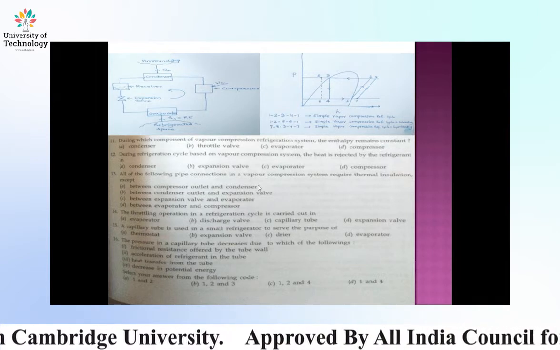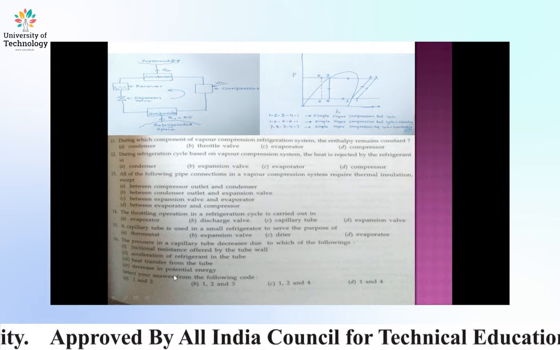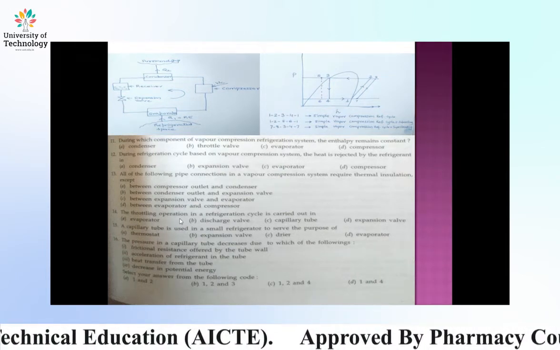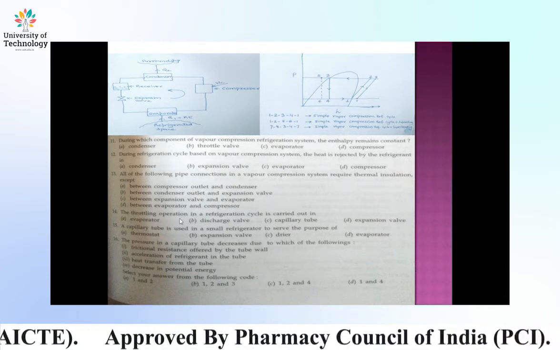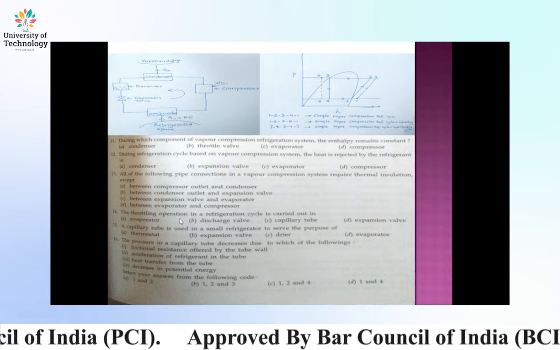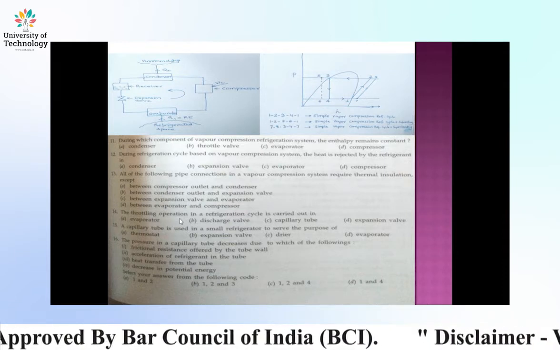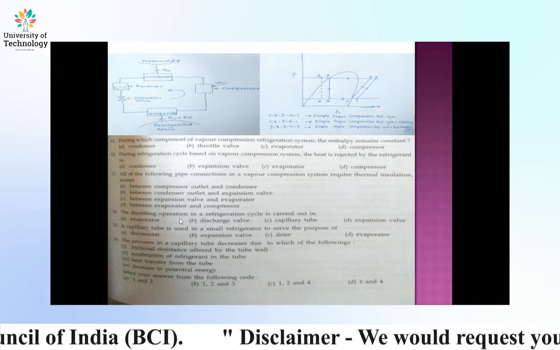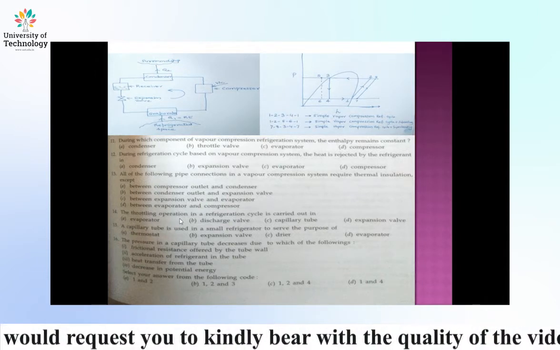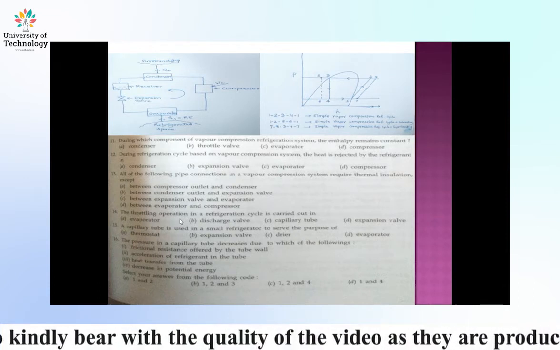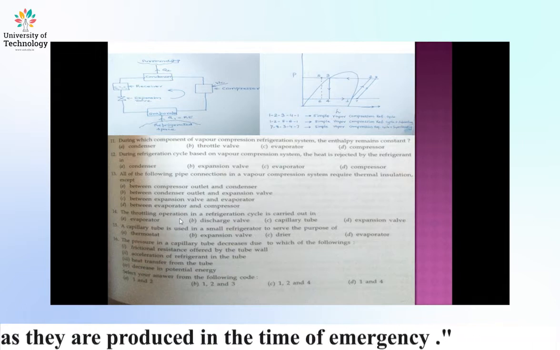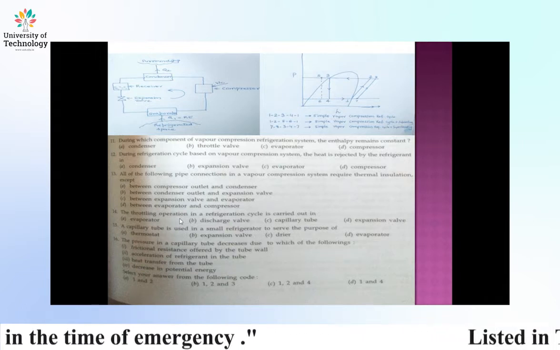Question number 14. The throttling operation in refrigerant cycle is carried out in: Evaporator, there is no throttling. Discharge valve, delivery valve of compressor, there is a little bit of throttling process. Capillary tube, throttling process. Expansion valve, throttling process. So options B, C, and D are correct for this question. In discharge valve of compressor, capillary tube, and expansion valve, there is a throttling operation in refrigerant cycle.